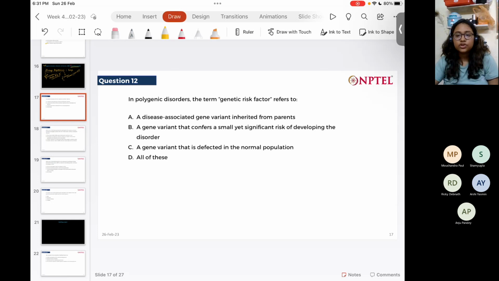So this is a question for you guys. In polygenic disorders, the term genetic risk factor refers to: A, a disease-associated gene variant inherited from parents. B, a gene variant that confers a small yet significant risk of developing the disorder. C, a gene variant that is defective in the normal population. D, all of these. What do you guys think is the correct answer?